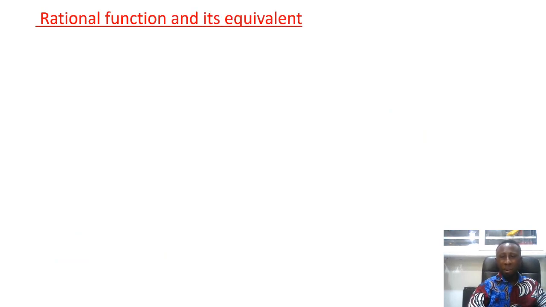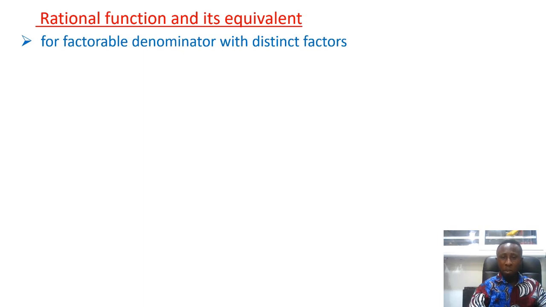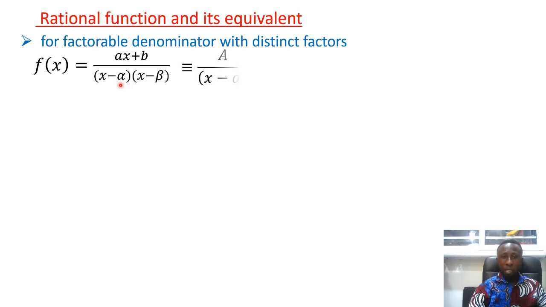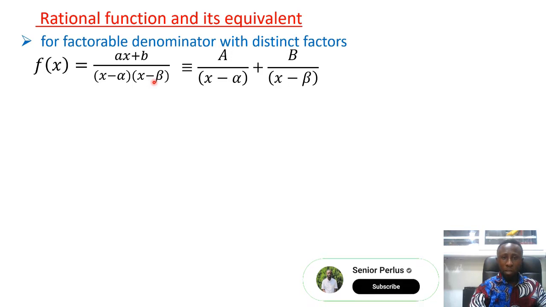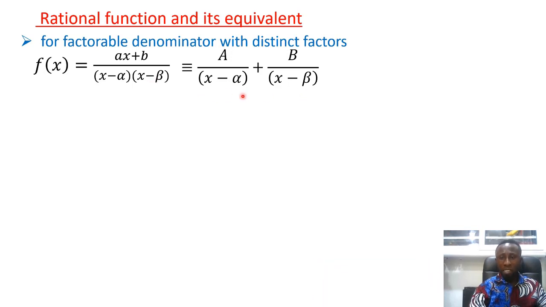Rational function and its equivalent. So since we now know how we can deal with those things, we have to know the types. For factorable denominator with distinct factors, this one we have talked about. So if the denominators are different, these are the factors. In order for us to solve, we have to know its equivalent. If it's a distinct factor, then it's factorable. Then its equivalent is A out of one of these, S minus alpha, plus B out of one of these. So if the denominator is factorable with distinct factors, this is how you go about it. That's its equivalent.